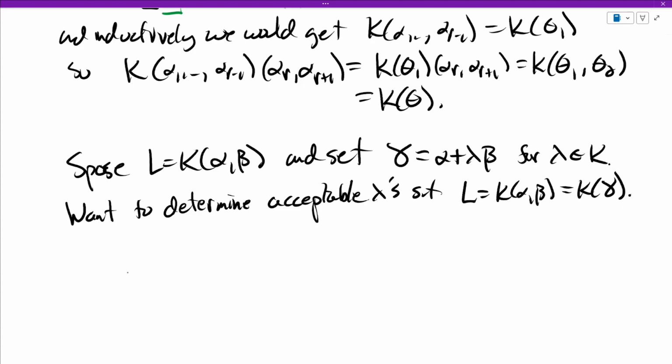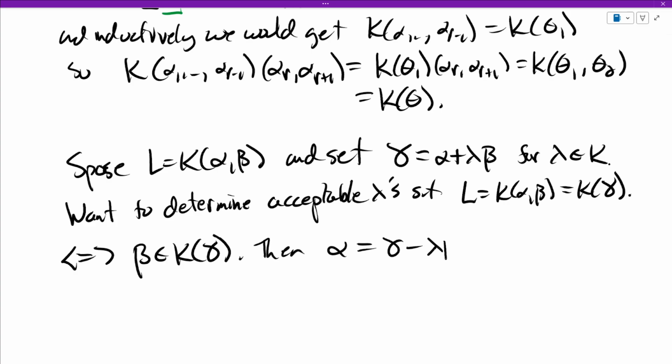We're going to find an acceptable lambda so that actually beta is in k adjoin gamma. Because if we can get beta in k adjoin gamma, then alpha is just gamma minus a multiple of beta. So that alpha is also in k adjoin gamma, and that will be enough.